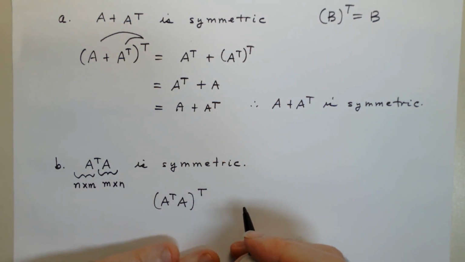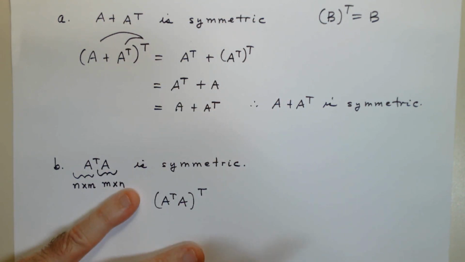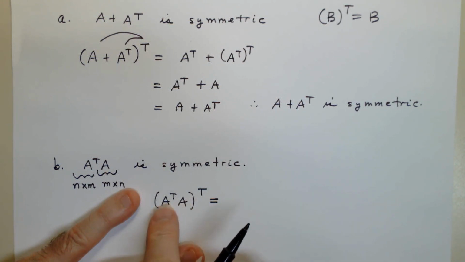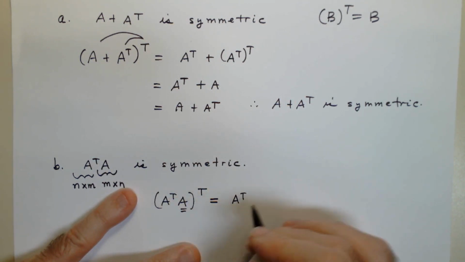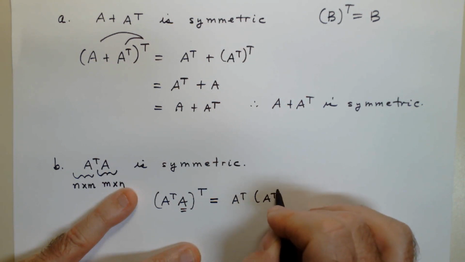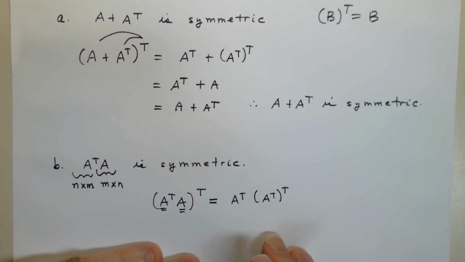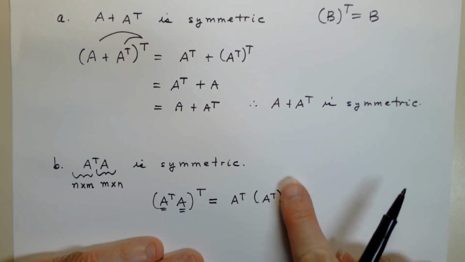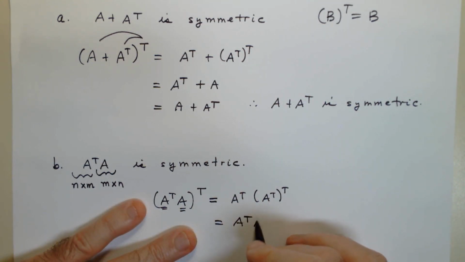Okay, so one of our properties of transpose is how it works with matrix multiplication. And if you remember, we take the transpose of these two matrices, but we have to reverse the order of the multiplication. So it's going to be A transpose times A transpose transpose. So those are getting reversed. The order in which they appear in the multiplication is getting reversed. Now let's use our fact that the transpose of the transpose is just the matrix itself. And so this is just A transpose times A.